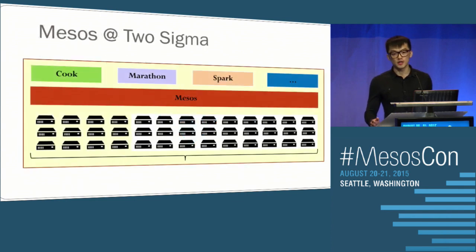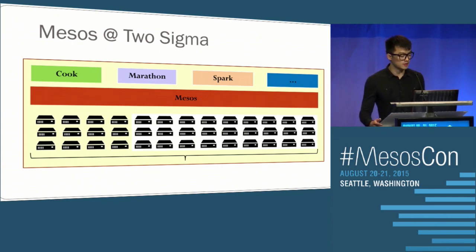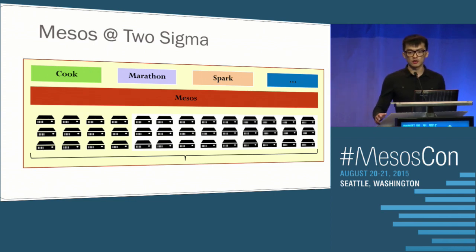So this talk is about Mesos, and Two Sigma uses it a lot. As a matter of fact, I think Two Sigma is powered by Mesos. We run a lot of data centers that run Mesos, and we run a range of frameworks on top of that. Some of them are open source frameworks such as Marathon and Spark, and some of them are developed at Two Sigma to solve more specific use cases. So the framework I'm going to talk about today in particular is the one that we wrote at Two Sigma called Cook.